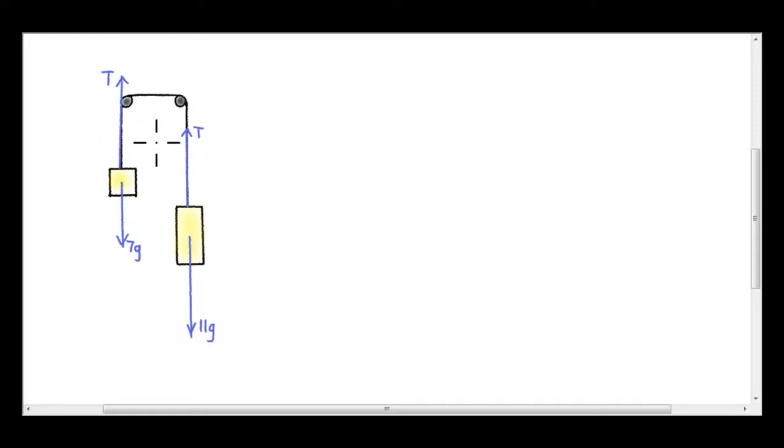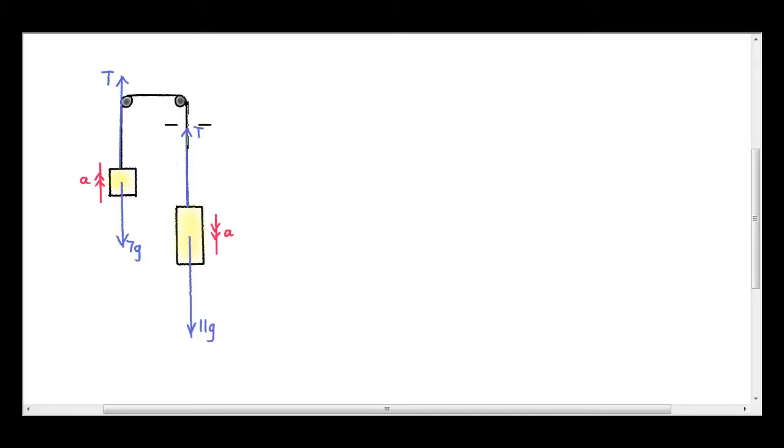Under perfect conditions, the tension at both ends of the string should be equal in magnitude. So these two tensions are equal in magnitude. I think it's fairly obvious that everybody knows this setup here is going to accelerate this way. The heavier block here is going to accelerate downwards, whereas the lighter block is going to accelerate upward.